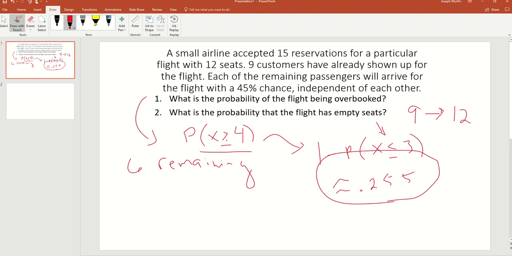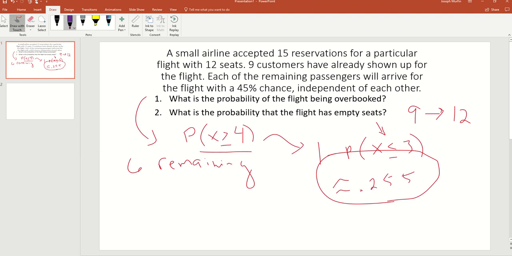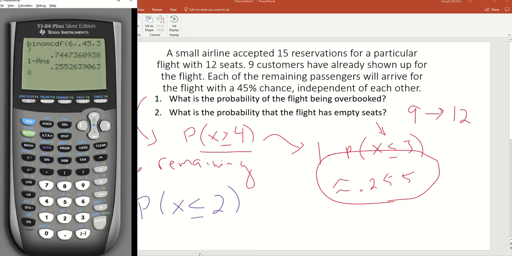So the last part of this is, what is the probability that the flight has empty seats? Well, in order for the flight to have empty seats, then I need no more than 2 people to show up, because if 3 people show up, then the flight will be full. But if I have exactly 2 or fewer show up, so x is less than or equal to 2, then that should mean that there's at least 1 seat left on the plane.